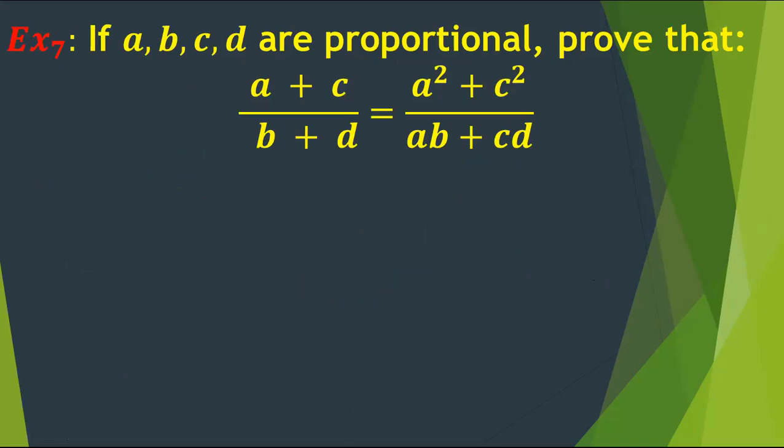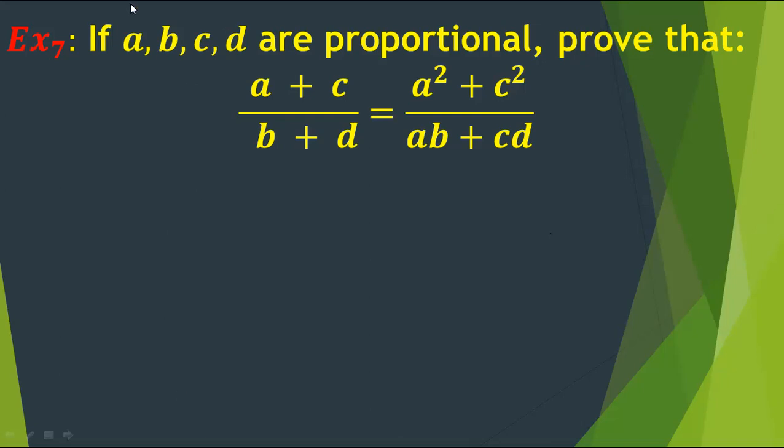Example 7. If A, B, C, D are proportional, prove that the given expressions are equal. It's so easy. Just write the first step correctly, then all the steps will be correct. Since A, B, C, D are proportional, then A over B equals C over D.